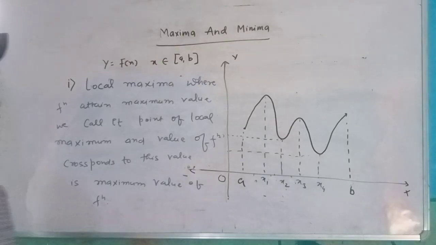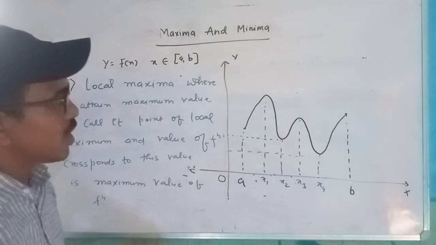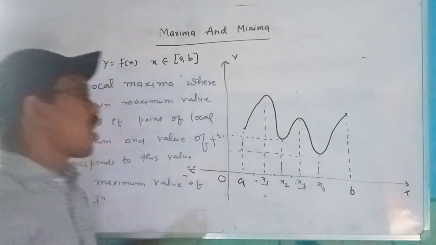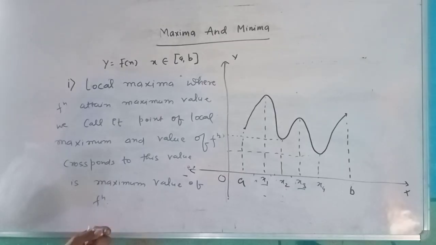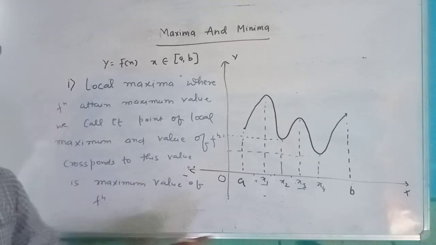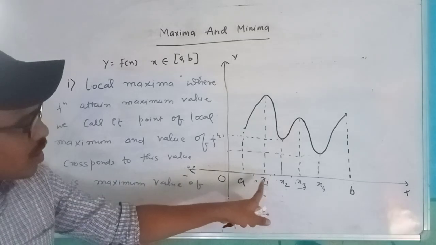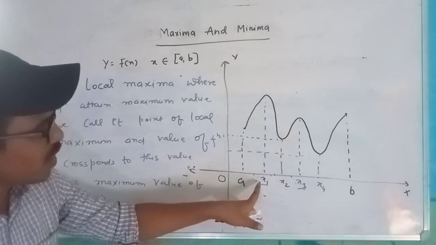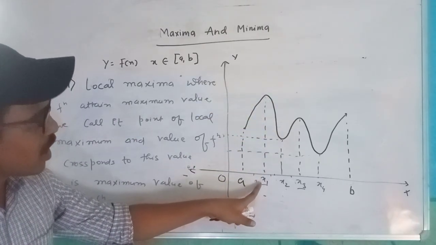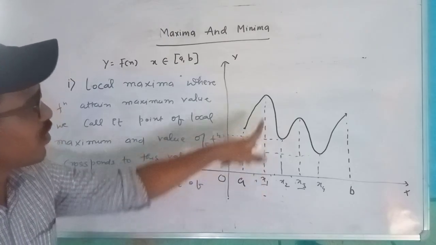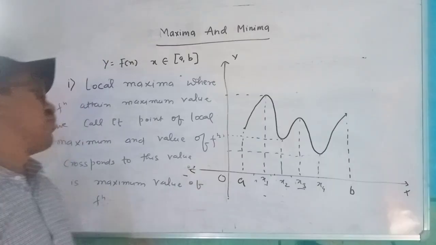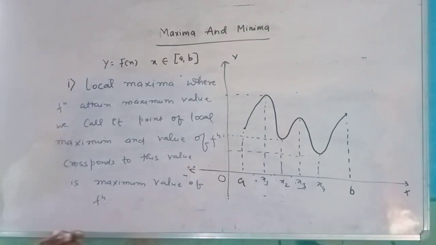So what does it mean? Out of all the local maximum, we have two local maximum. This one is x1 and this one is x3. Out of all the local maximum, the point where the function is highest or maximum, we call it the point of local maximum. Here, out of x1 and x3, for x1 the function is attaining the maximum value, so we call x1 the point of local maximum, and the value of the function corresponding to it we call the maximum value of the function. So also note it down.